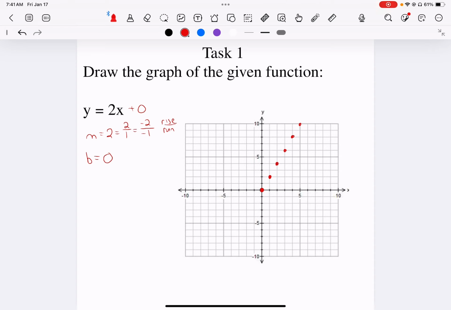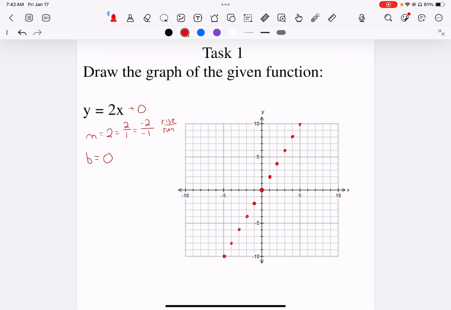Now I'm going to go the opposite way and use my negative slope. Negative 2 over negative 1 means down 2, 1 to the left. Down 2, 1 to the left, and I keep repeating that.